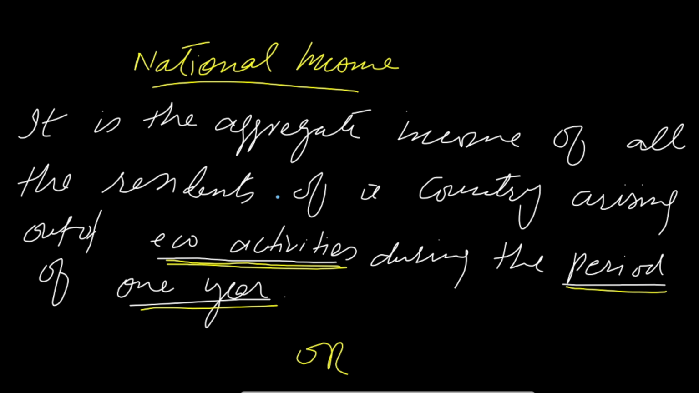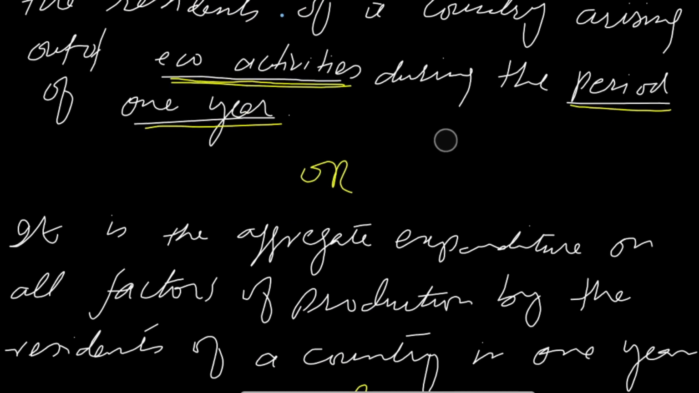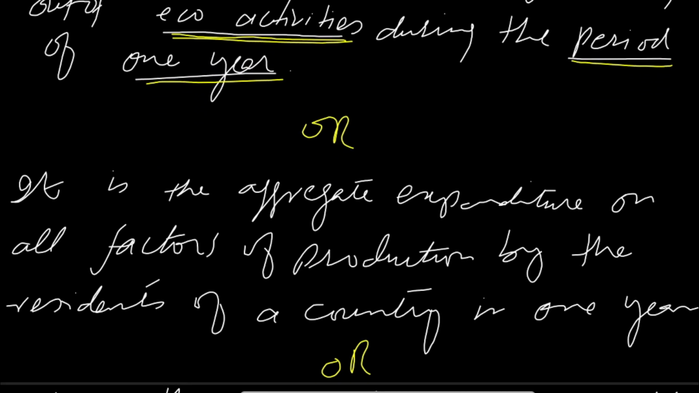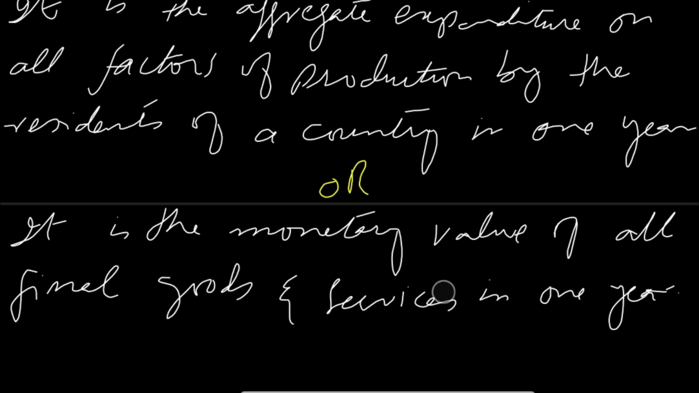So national income is the aggregate income of all the residents of a country in 1 year, and another definition is that it is the aggregate expenditure on all factors of production by the residents of a country in 1 year. So aggregate expenditure or aggregate income. And the third definition is that it is the monetary value of all final goods and services produced in 1 year. So you can see that one thing is really common here, that we are talking about the figures of 1 year. So these are three different definitions.